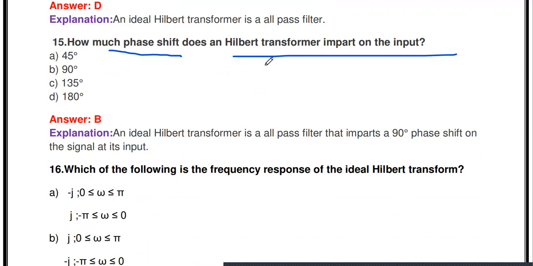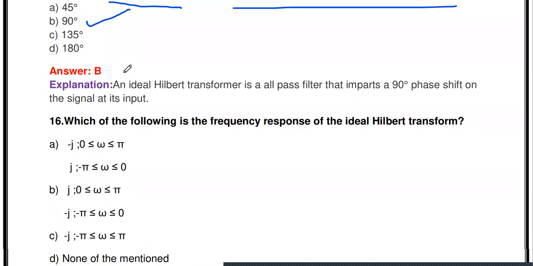Then how much phase shift does a Hilbert transform impart on the input? You already studied this Hilbert transform in communication theory, in the second unit. So how much phase shift does this Hilbert transform produce? This Hilbert transform produces a 90-degree phase shift.